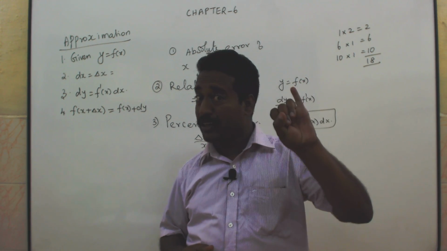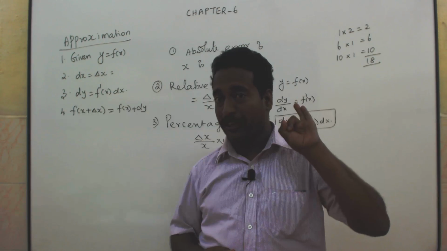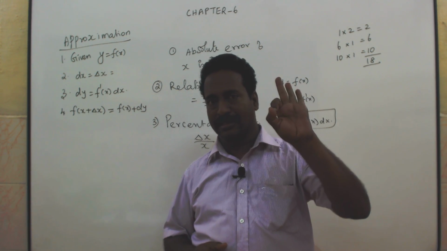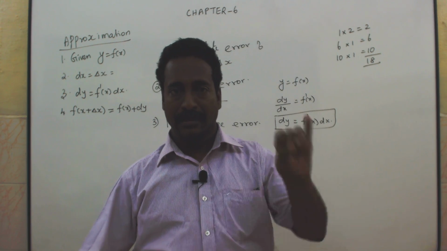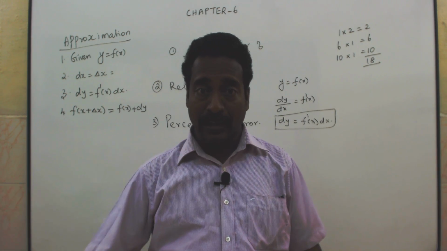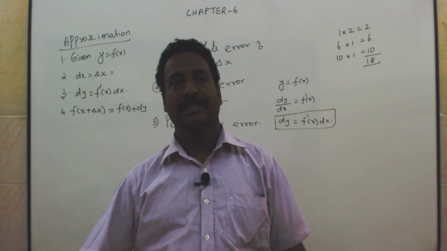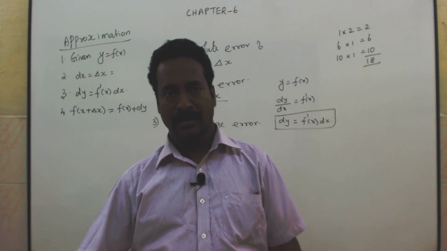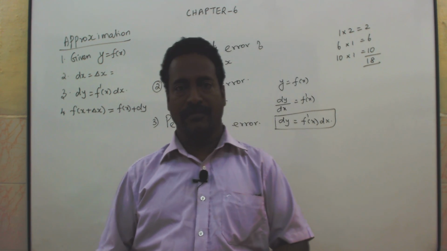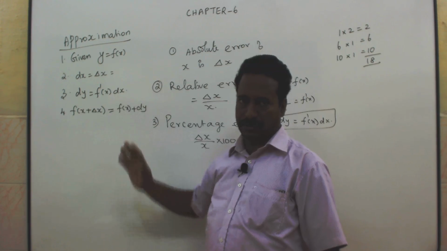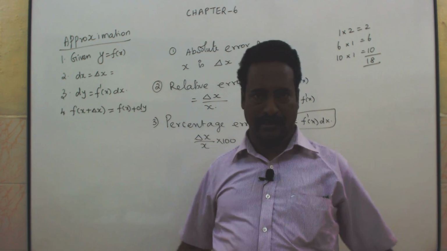So, first differentials. Second one is errors. How many types of errors? 3 types of errors. First one, absolute error அல்லது தனிப்பிழை. Second one, relative error சார் பிழை. Third one, percentage error சதவீத பிழை. The last one is approximation. If you want to find out the approximation value, you have to follow the 4 steps. தோராய மதிப்பை கண்டுபிடிக்கணும்னா இந்த 4 படிகளை மட்டும் பார்த்தா போதுமானது.